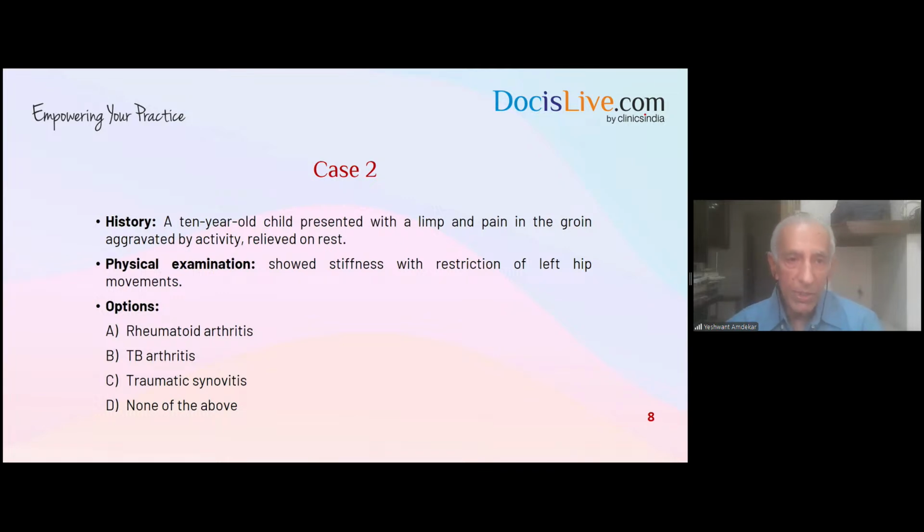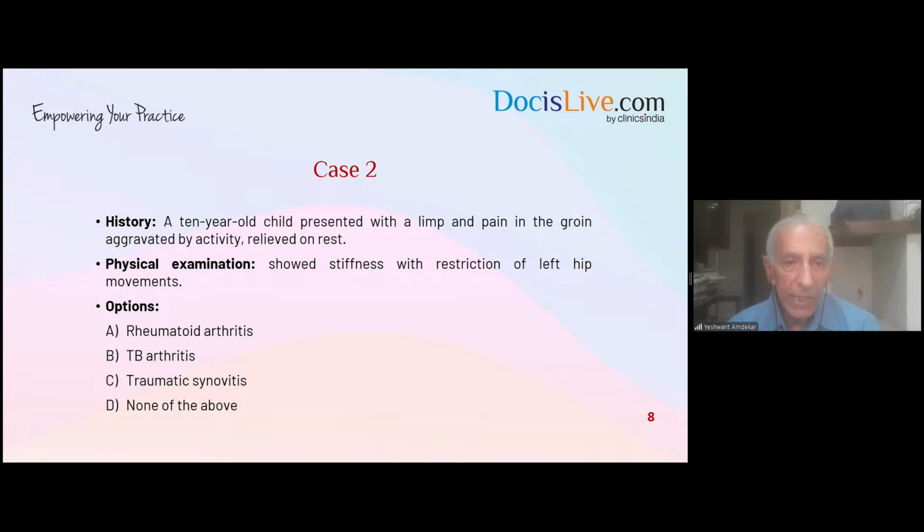You could have asked for this history, obviously. I did not want to give this history because then you would have jumped up to say traumatic synovitis. So you are reasonably right in considering traumatic synovitis, but a 10-year-old will obviously know the onset of trauma, that he suddenly got a catch, he was jumping, playing, etc. And he will not come only with a limp, but he would say that he suddenly developed something and it started paining even before the limp came.